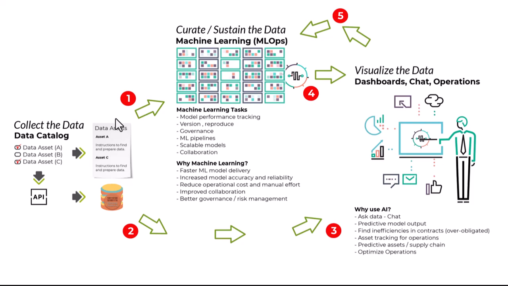Why the machine learning, right? It's going to be faster, increase accuracy, and reduce cost. You can read everything on it. Better governance and risk management, all of those things are really critical, and we can use machine learning to do that.